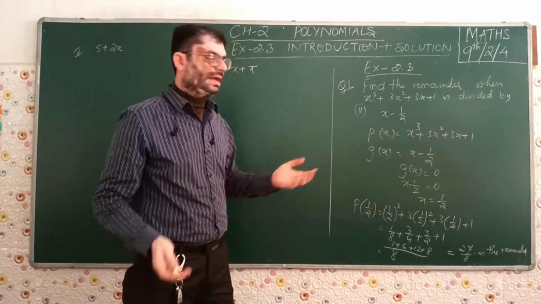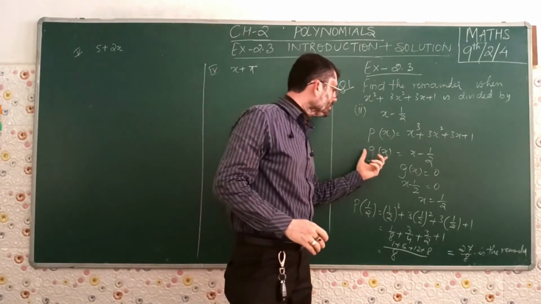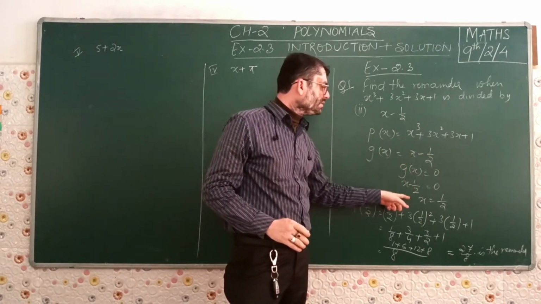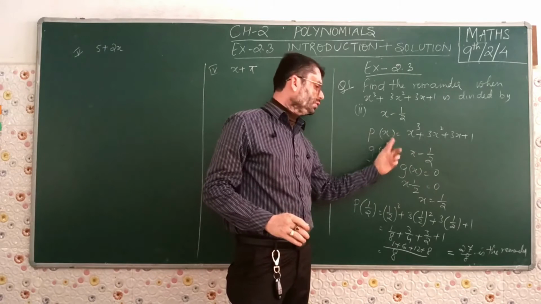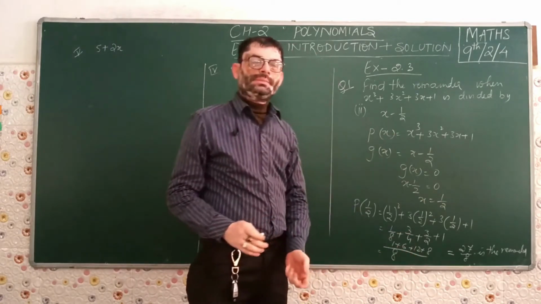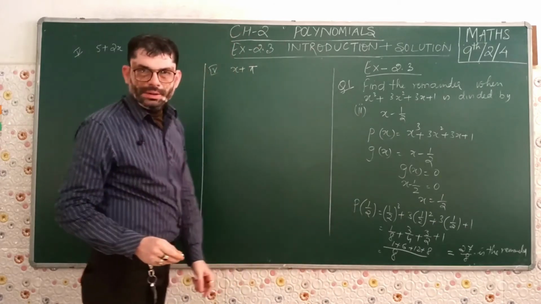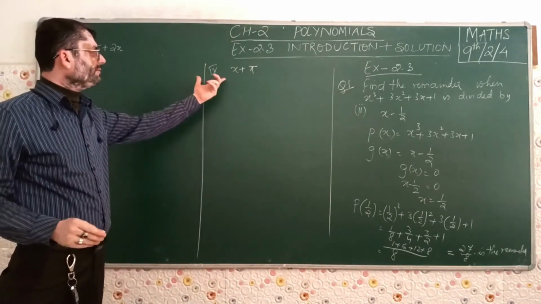Same method that we have done in examples. First of all, we took g of x to be 0. We obtained the value of x and substituted this value of x in the given polynomial and solving, we get the remainder. Here in this case, 27 by 8 is the remainder. Moving on to bit 4.